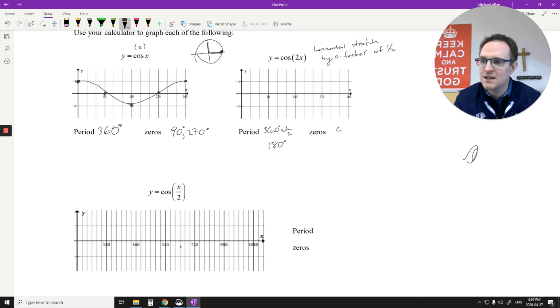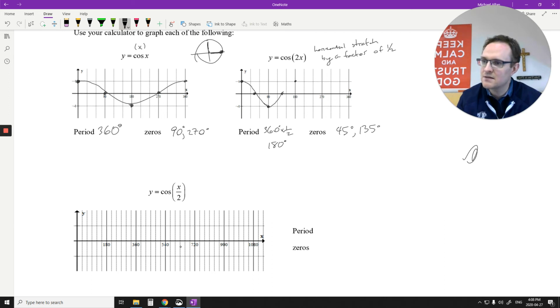So 90 is now 45. 270 is 135, etc. Okay? So I'm going to start off at 1. I'm not going to do a horizontal stretch of a half on that because it's changing my x values. My x value is 0. 0 times a half is 0, sorry. Okay. And then this point here is now 45. The 180, a half of 180 is 90. So my graph is going to look more like this now.